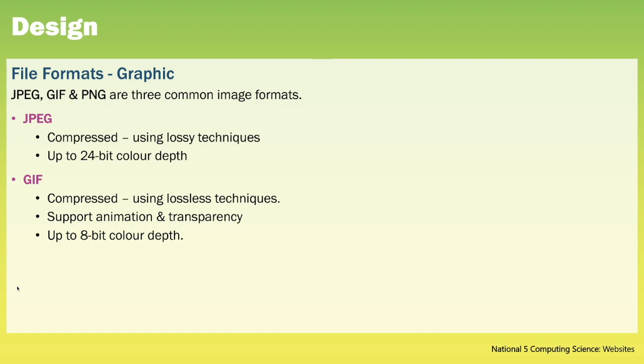They have only up to 8-bit colour, and this means that they only have 256 colours. As a result of the number of colours available, this means GIFs are not a good file format to store photographs. GIFs are used for icons and cartoons.